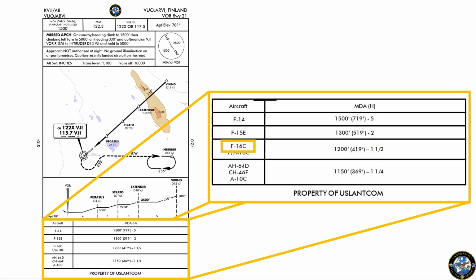The aircraft we are flying today is the F-16 Fighting Falcon for the 157th Fighter Squadron, so our MDA would be 1,200 feet MSL, 419 feet AGL, and our visibility requirements would have to be 1.5 statute miles.